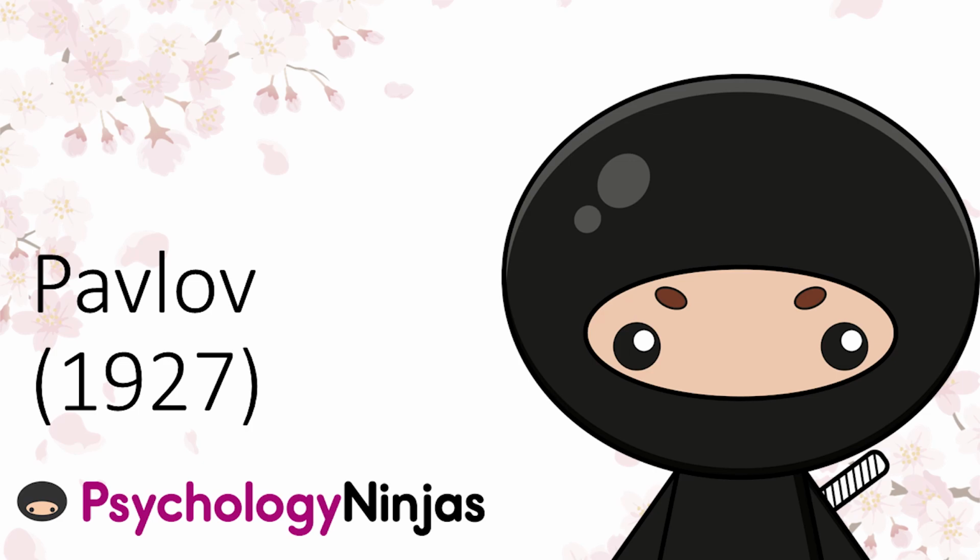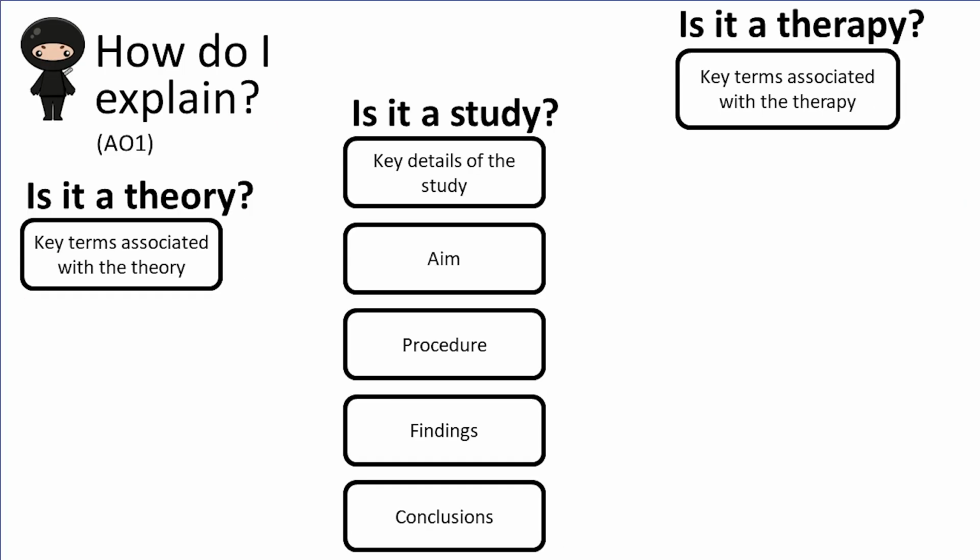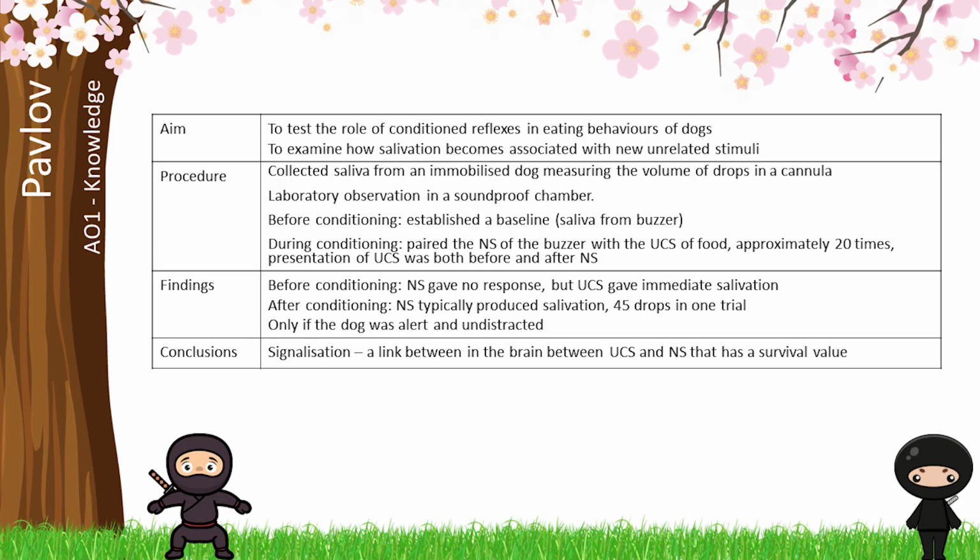Here at Psychology Ninjas, our focus today comes from learning theories and Pavlov's study. How are you going to access your AO1 explanation marks? Well, this is a study. Therefore, you need key details covering all of the aim, procedure, findings and conclusions.